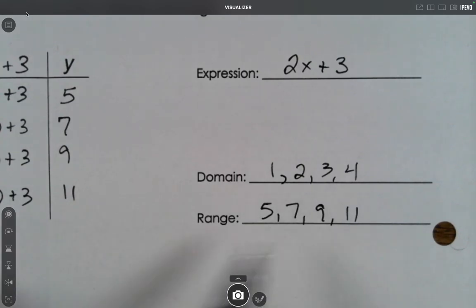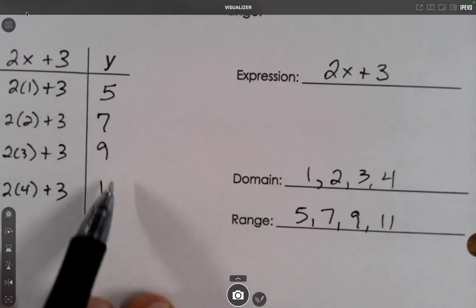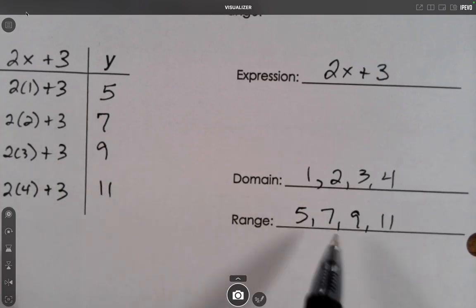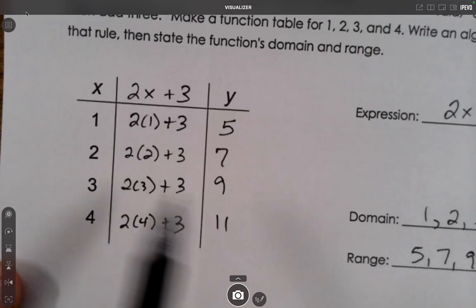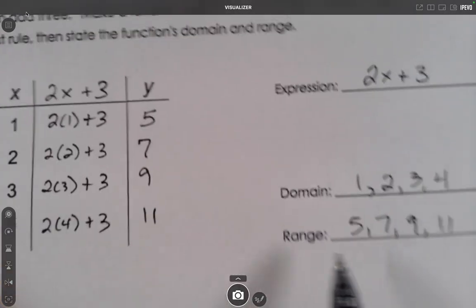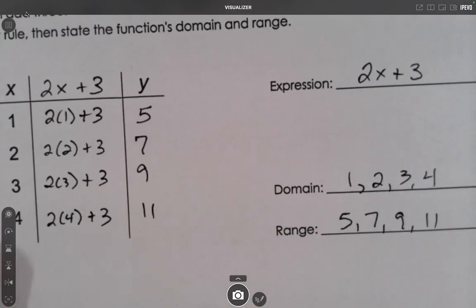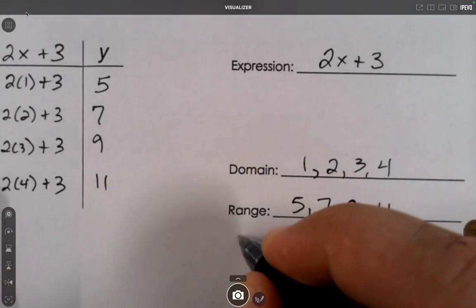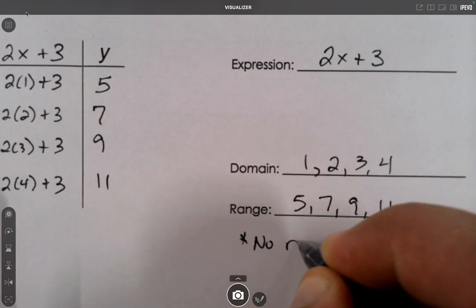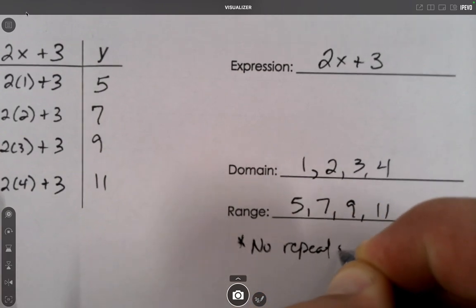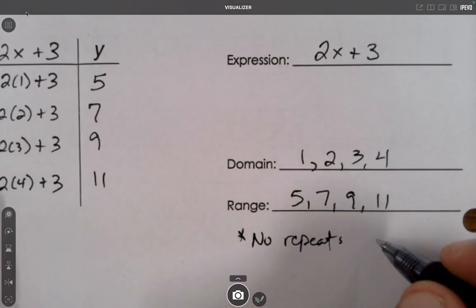But remember, if we'd seen a number show up twice in the y column, we'd only list it once in the range. If we'd seen a number show up more than once in the x column, we'd still only list it one time in the domain. So don't forget that there are no repeats written in the domain or range.